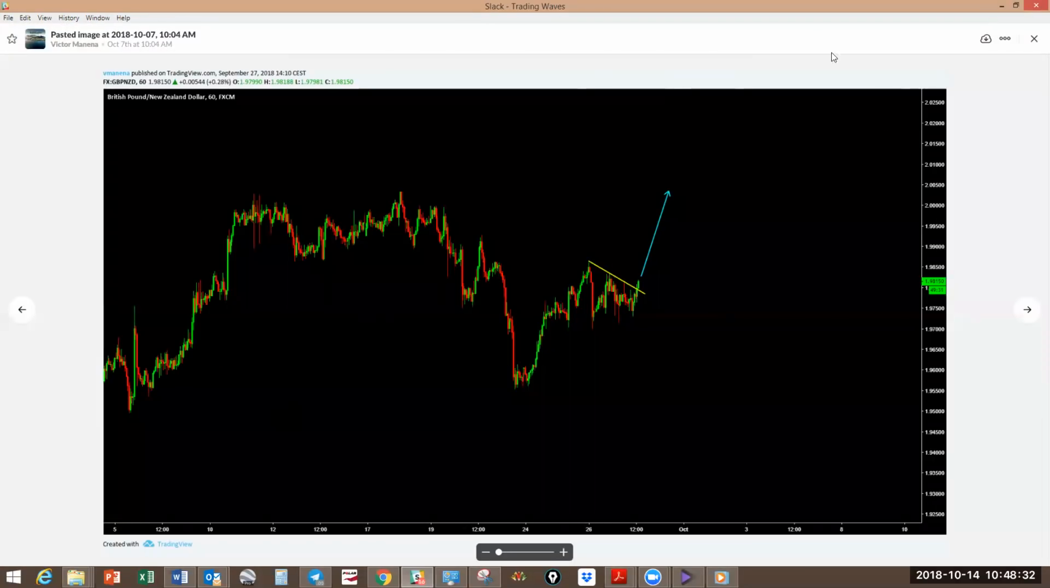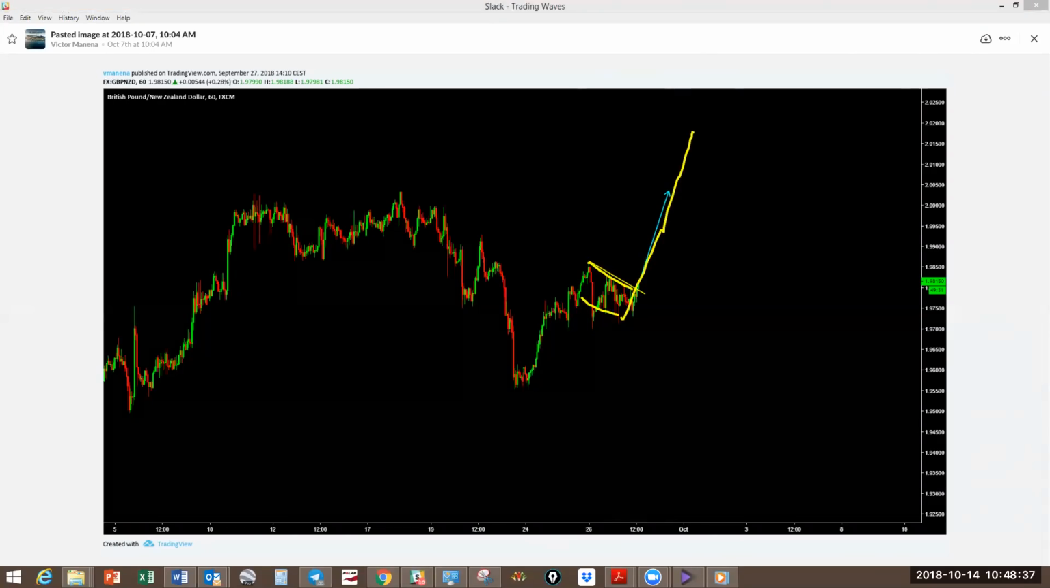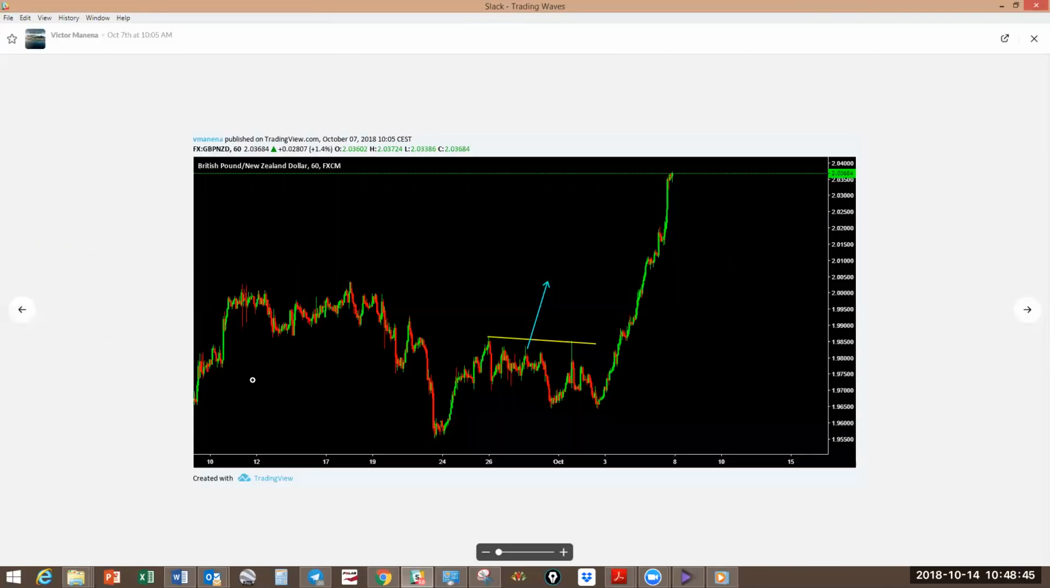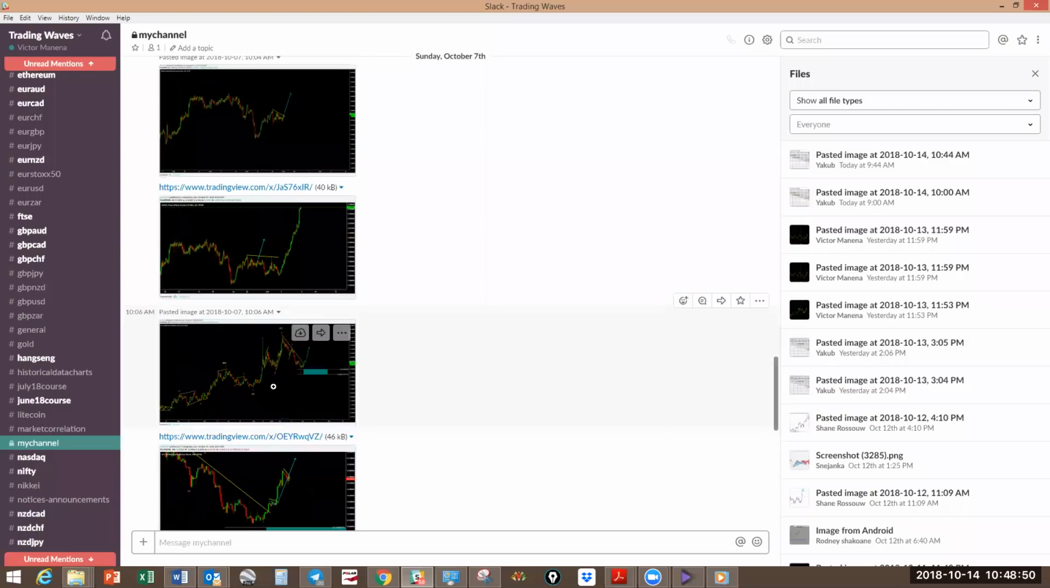Next one here is pound New Zealand. Pound New Zealand is flying as well. As you can see the rally that happened in the pound price in the first half of the week. You can go check, that is pound New Zealand going. I've shown this last week. The rally continued last week as well during the week.